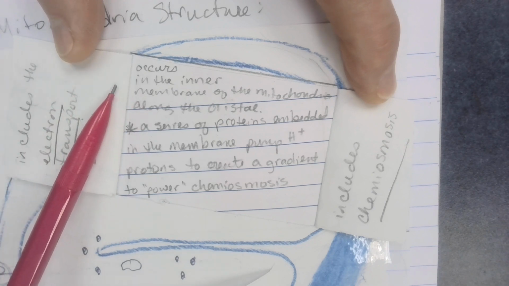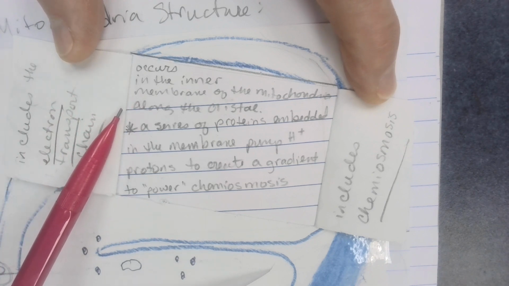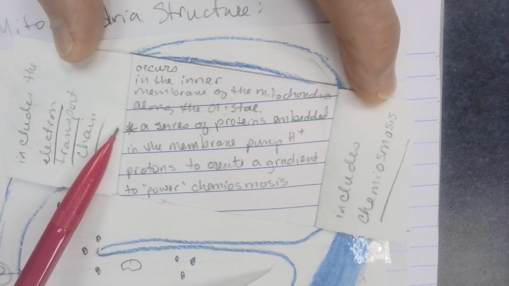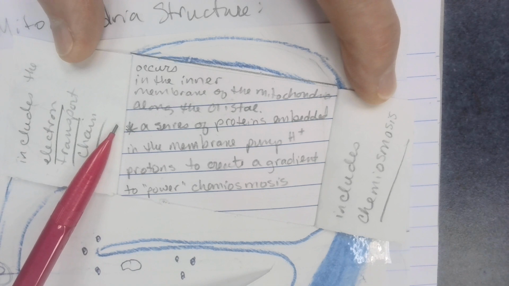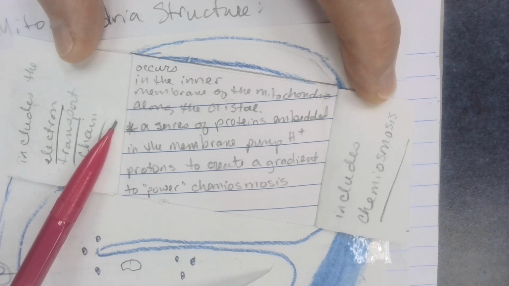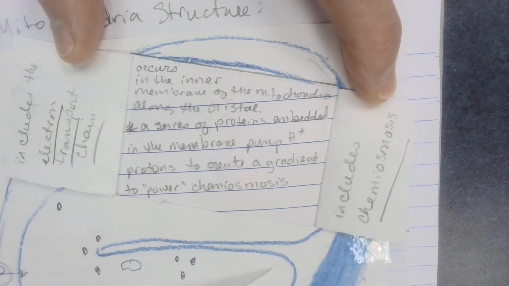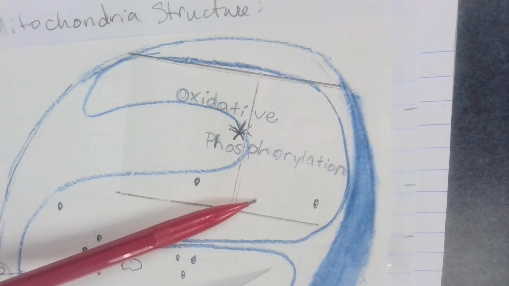It occurs in the inner membrane of the mitochondria along the cristae, along the fold of that inner membrane. There are a series of proteins embedded in that membrane that help to pump those hydrogen protons to create a gradient. We need to have that concentration gradient in order to power chemiosmosis. So that was oxidative phosphorylation.